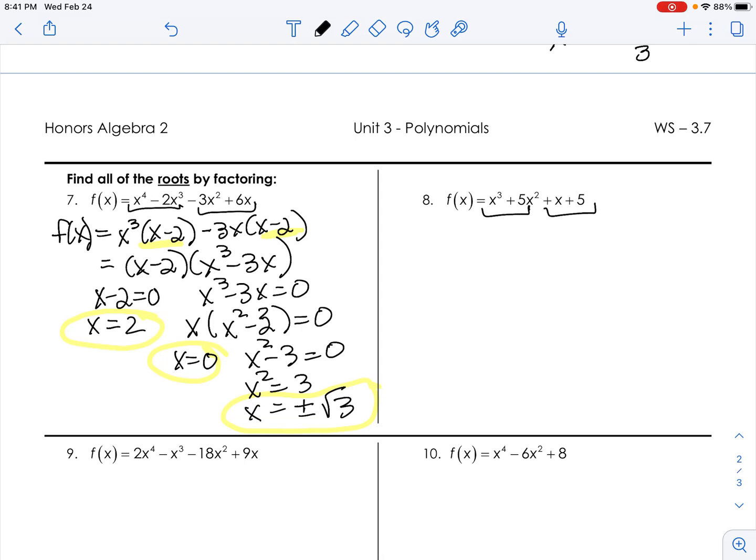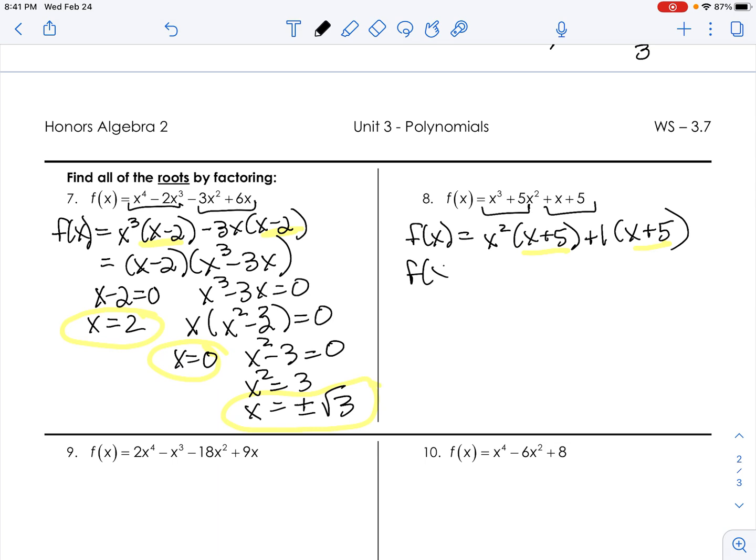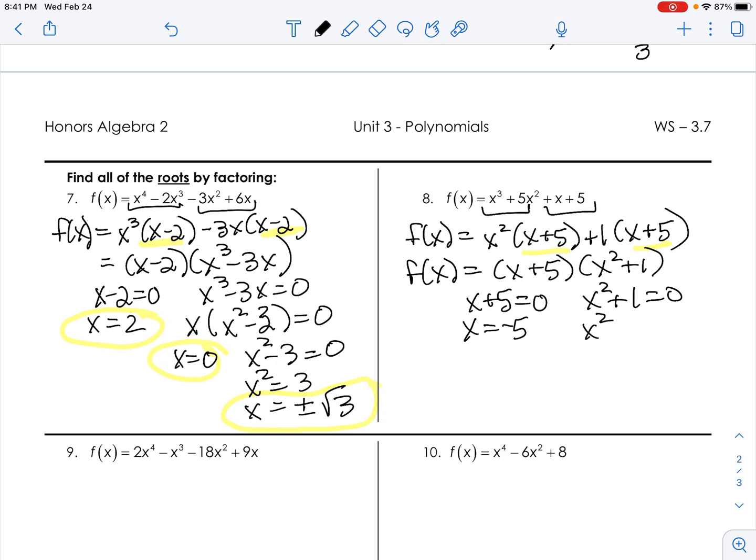Number 8, let's factor again. Group, group. So that's going to be f of x equals GCF x squared, x plus 5. And the second GCF is just 1, x plus 5. There you see your x plus 5 is your GCF. And so f of x equals x plus 5, x squared plus 1. Set each one equal to 0. X plus 5 equals 0. X squared plus 1 equals 0. X equals negative 5. X squared equals negative 1.